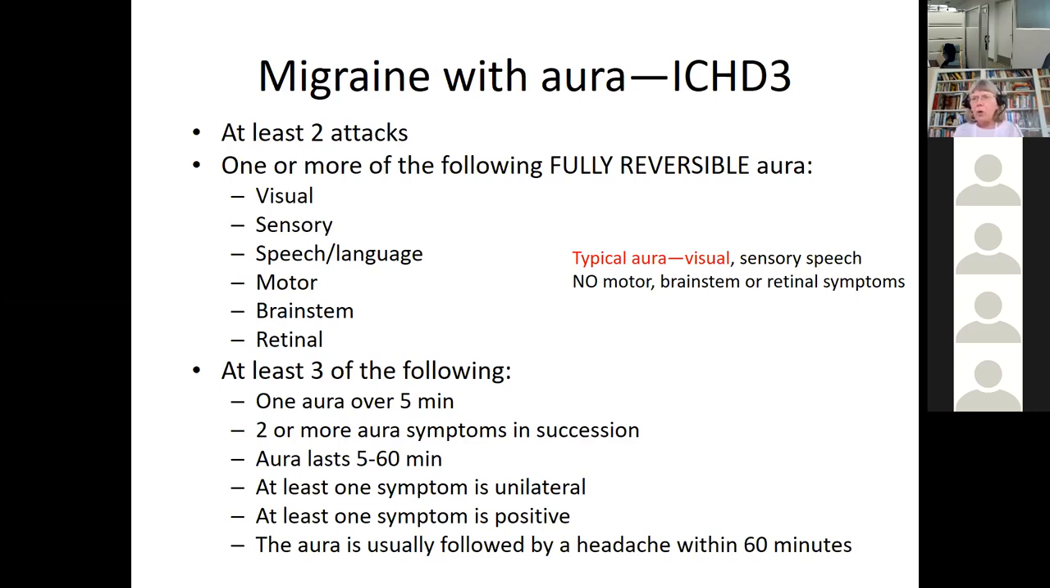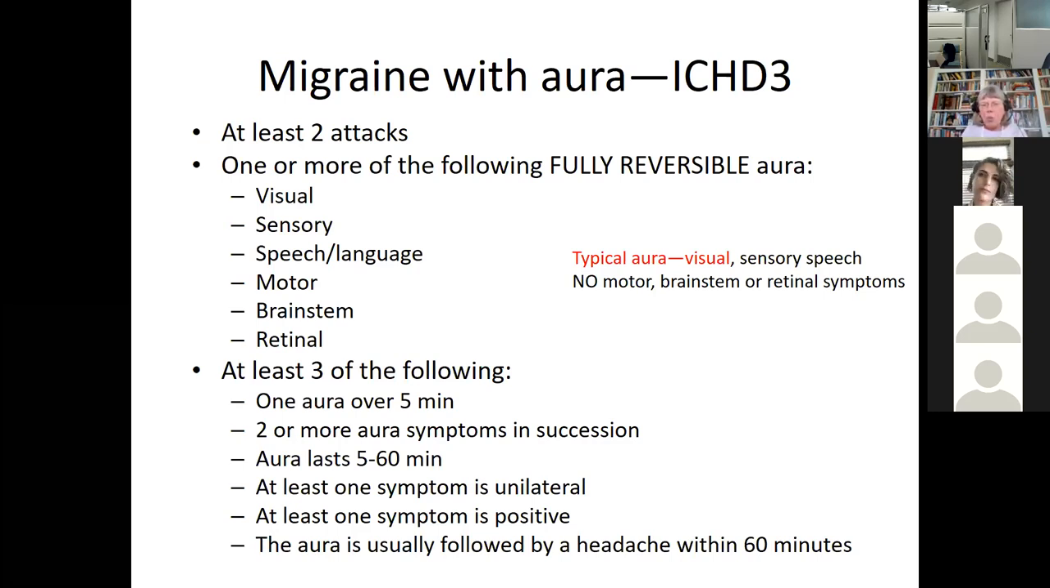A typical aura is usually visual, and it can be sensory or speech. And there's usually no motor, brainstem, or retinal, but that's a typical migraine with aura. And then the aura develops over 5 minutes, and sometimes you can have two or more auras in succession. So many people will first have the visual aura, and then maybe they can't speak right. The aura rarely lasts more than an hour, so it's usually 5 to 60 minutes.